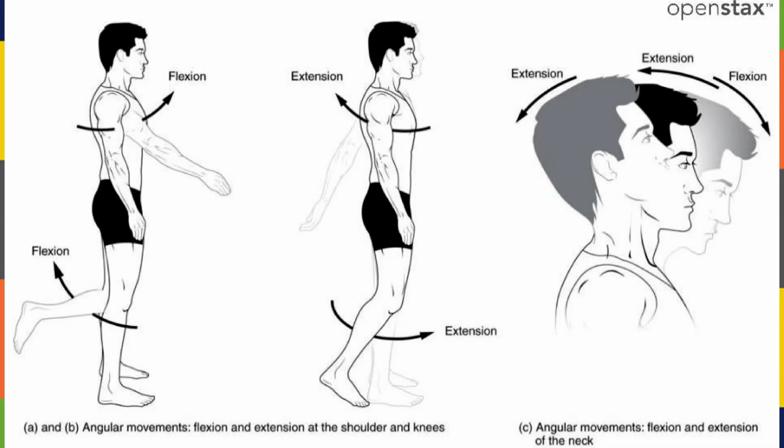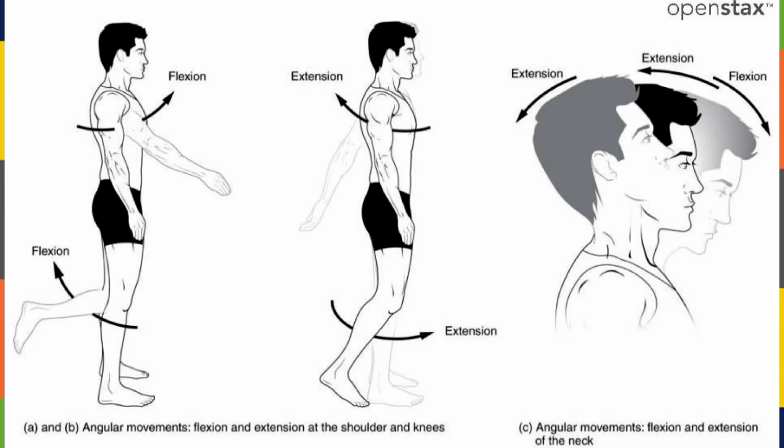Extension is the opposite motion, straightening your arm back down or extending your leg to stand up. Flexion moves away from anatomical position through the sagittal plane, and extension is the opposite movement that returns the body to anatomical position. These movements are essential for countless daily activities, from walking to picking up objects.